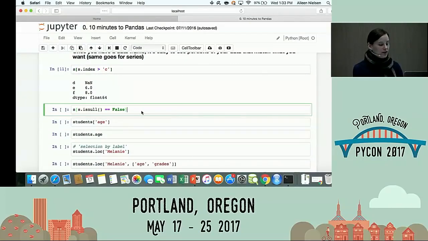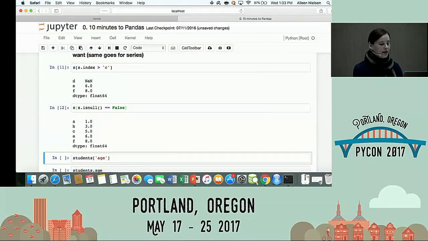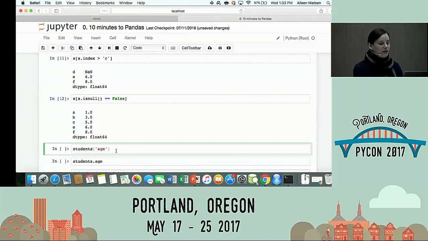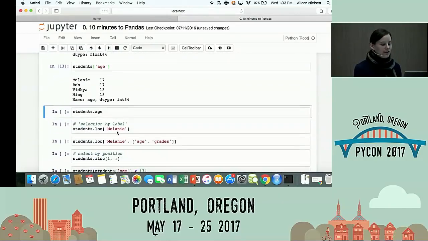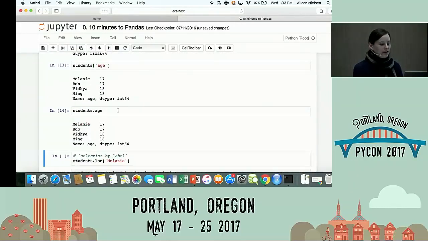What if I just want data that's clean, that isn't null? I can do that too. What if I only want to look at one column? That's also very easy to do. And there are many ways to look at it.